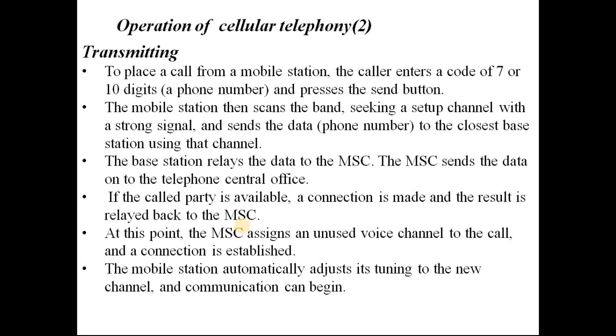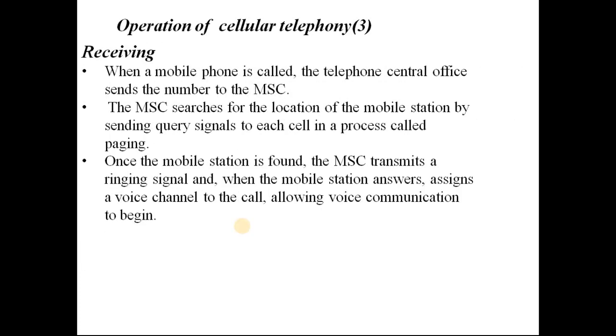Next we will see how it happens at the receiver's side, that is, at the receiving end. When a mobile phone is called, the telephone central office sends the number to the MSC. The MSC searches for the location of the mobile station by sending query signals to each cell in a process called paging. So how this exactly happens is base station to mobile, mobile to the base station to the MSC, MSC to the central office, and again back to the MSC, where the receiver is.